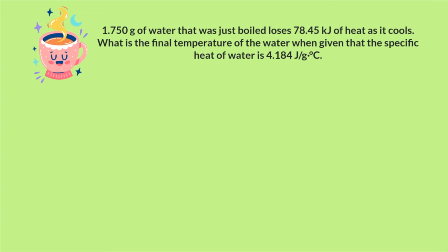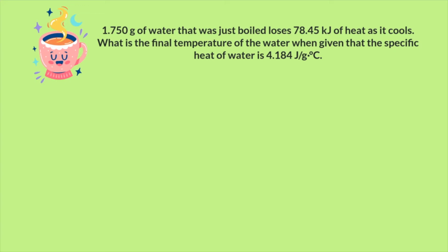1.750 gram of water that was just boiled loses 78.45 kilojoule of heat as it cools. What is the final temperature of the water, given that the specific heat of the water is 4.184 joule over gram degrees Celsius?